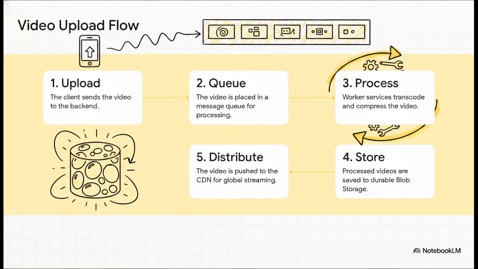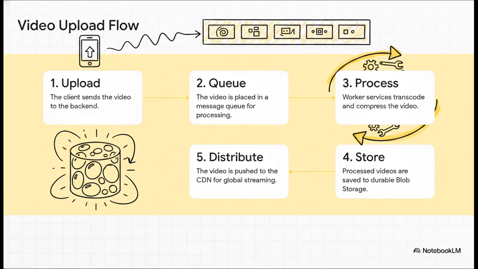So when you upload a video, it doesn't just magically appear. First, it gets dropped into a digital waiting line, what we call a message queue. This is a super clever way to handle millions of uploads at once without the system grinding to a halt. From that line, little background worker services pick up your video and start processing it.